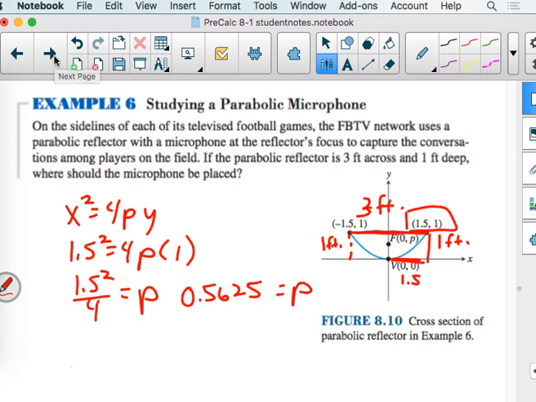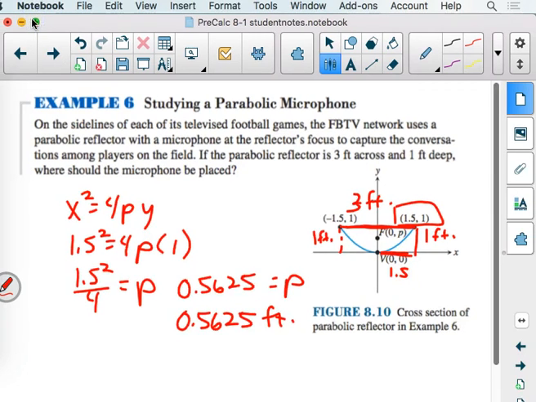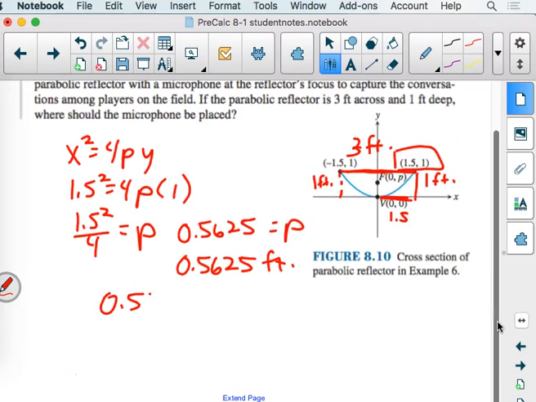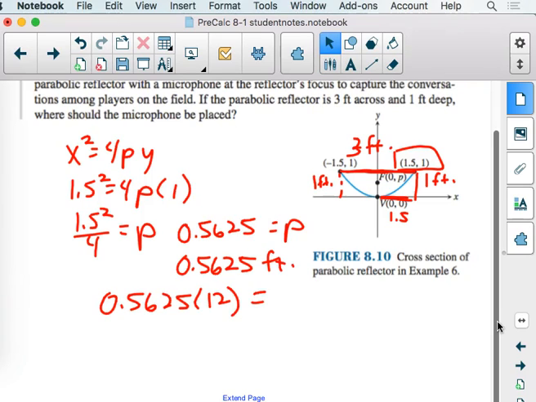Well, as far as decimals go, it's not beautiful, but maybe there's something we can do with that. Let's see. The parabolic reflector was 3 feet across and 1 foot deep. Oh, so this is feet. Since we don't have to write a formula for it, we just want to tell them where it's going to go, this might look a little nicer in inches. So let's go ahead and take our 0.5625 times 12 and see if it's a little bit nicer in inches. That's a little better.